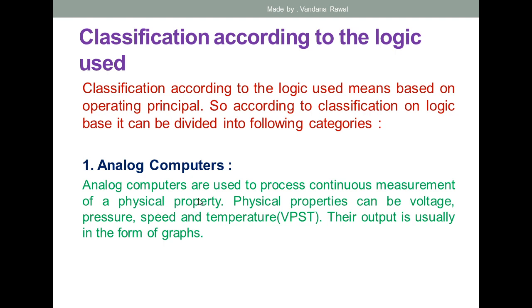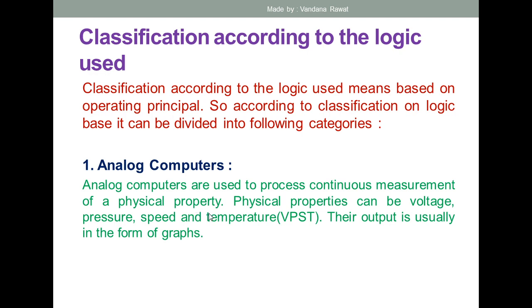First of all, understand what is meant by physical property. In case of analog computer, physical property means, for example, voltage, because voltage is measured in a form of signal. That is why it comes under physical property. Then pressure, speed and temperature. The continuous measurement of these physical properties is done with the help of these computers, so these types of computers are known as analog computers.